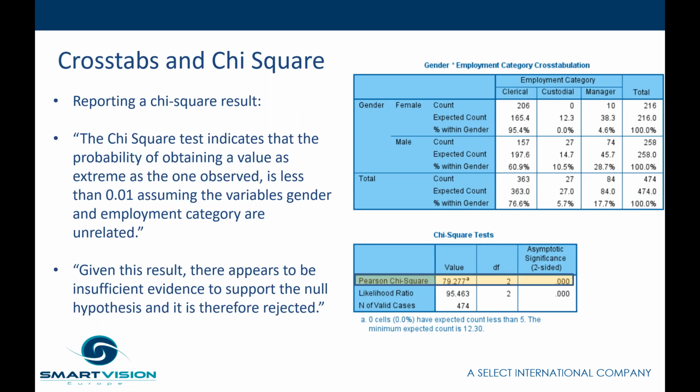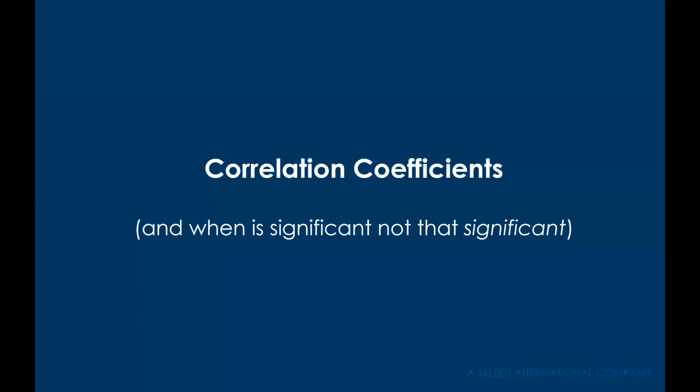Now, what happens if the data is not category? What happens if the data is scale data? So it's like salary and age, something like that, as opposed to salary group and age band. Well, in that case, you come to correlation coefficients. And this is a really nice example of when something is statistically significant, but it's actually not that significant at all in terms of the usual natural way in which we would use the word significance. When is significant not that significant?